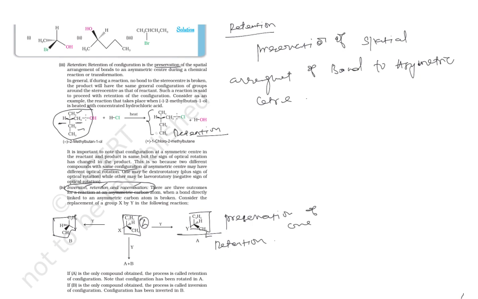But in this case, look here, this one is present on the right hand side, exactly opposite of it. So here we say inversion. So this is B, this is A. Here there is 50% of A and 50% of B, so it is going to be racemization. Where does racemization occur? We know that, right? SN2, I will explain in the next.